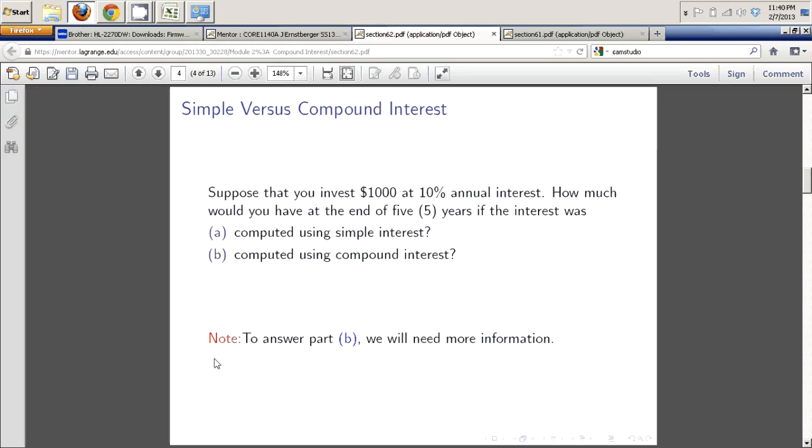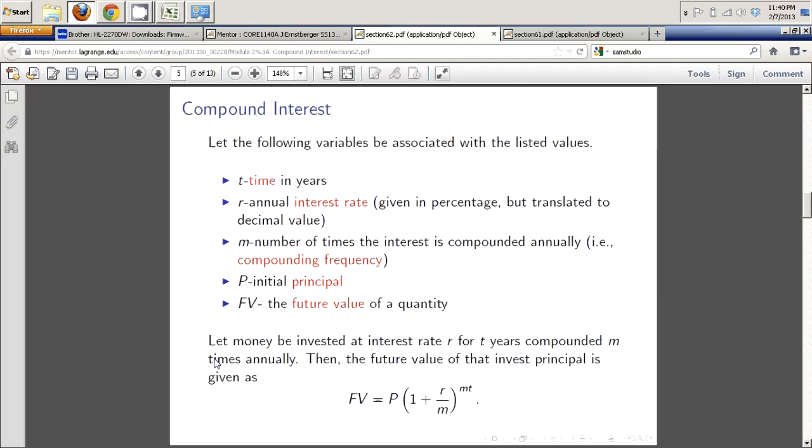Now, suppose that you invest $10,000 at 10% annual interest. How much would you have at the end of 5 years if the interest was computed using simple interest and using compound interest? Well, we know how to solve this example using simple interest, but not really so much compound interest. So we examine a formula.